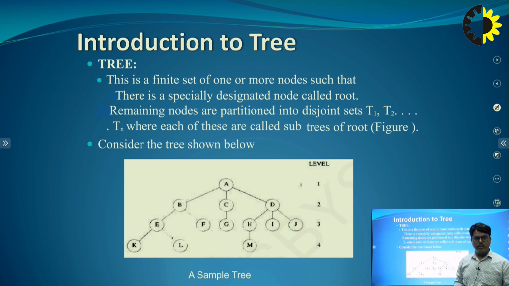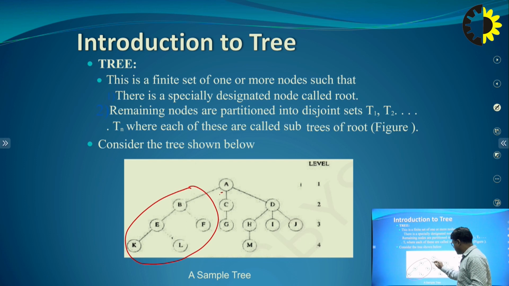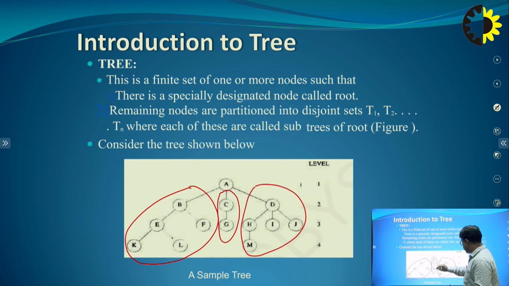As shown in the example, a sample tree, this is a tree having 4 labels. Starting from A, this one is the root node, and B, C, D are the subtrees. This one is a subtree, this one is a subtree, and this one is a subtree. So this is how we can state the tree definition.